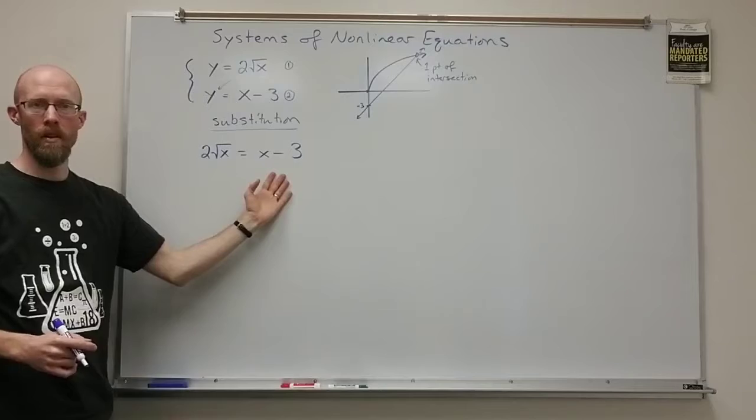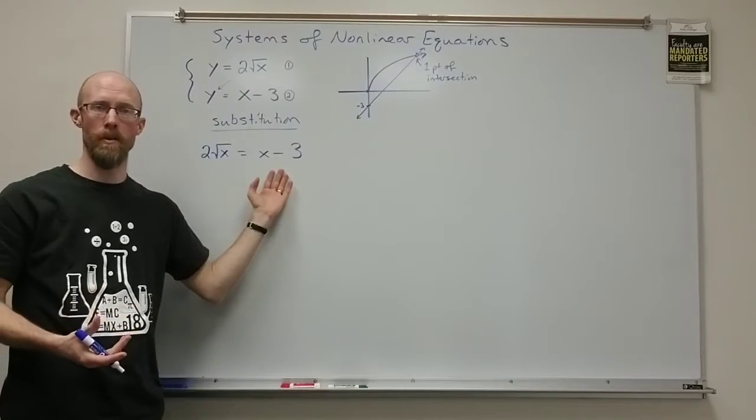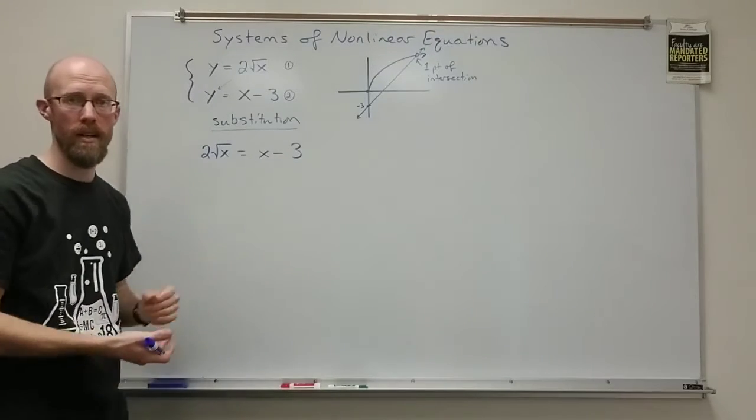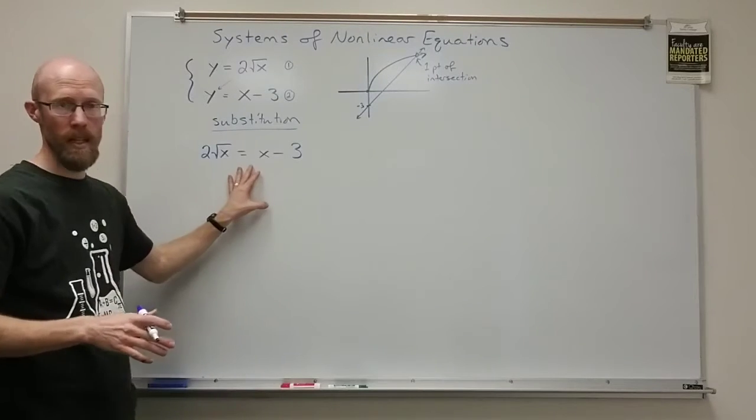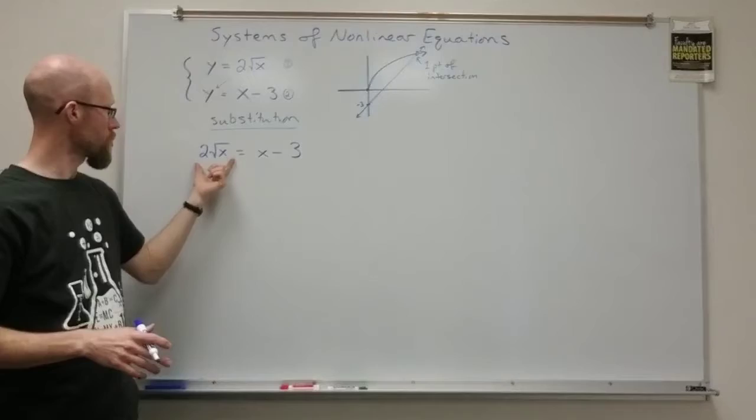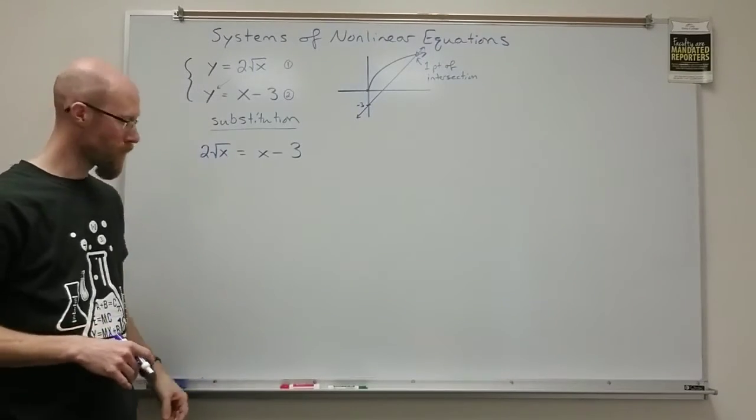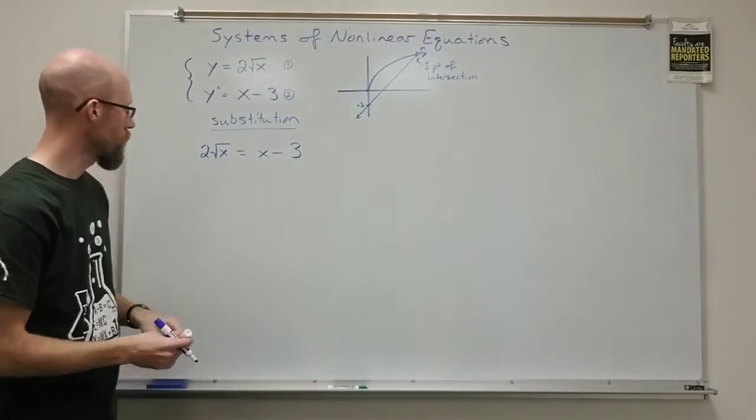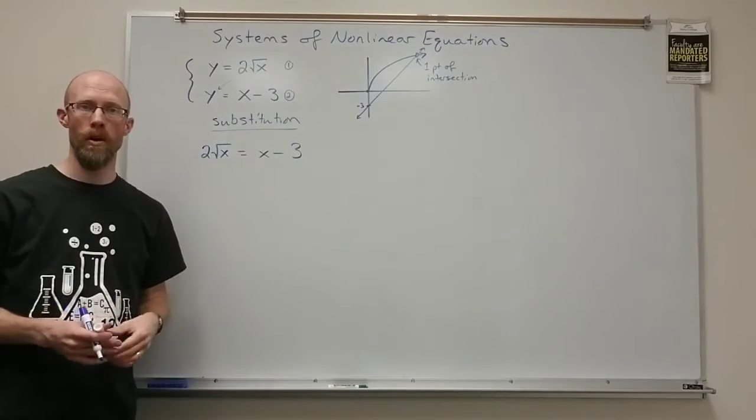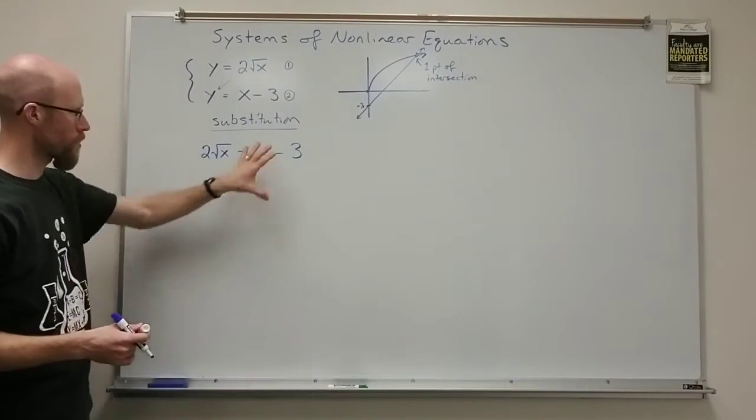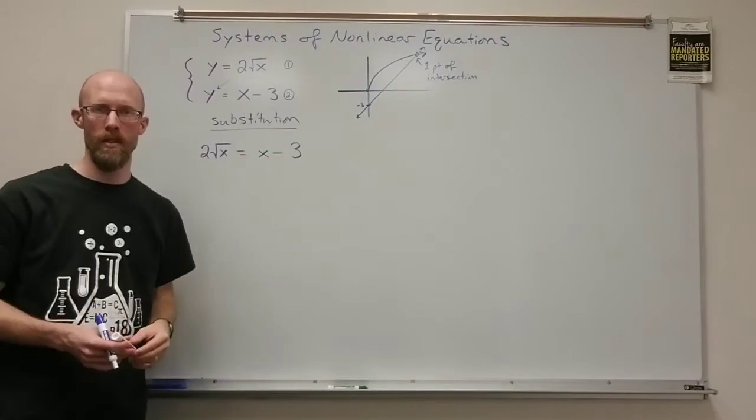Now I have a single equation with a single variable. I can solve for x, but solving for x on this one is not real straightforward because it's not a line. I do have to square both sides to get rid of the root. Now when I square both sides, there's two options here. I could divide out the 2 before squaring, but that creates a fraction on this side. It really isn't that big of a deal.